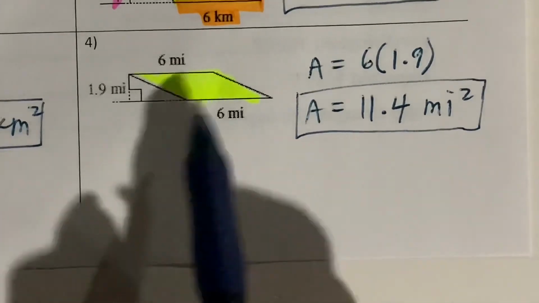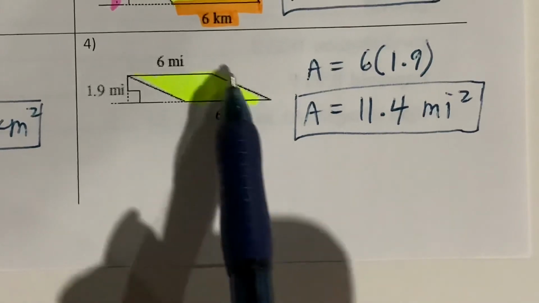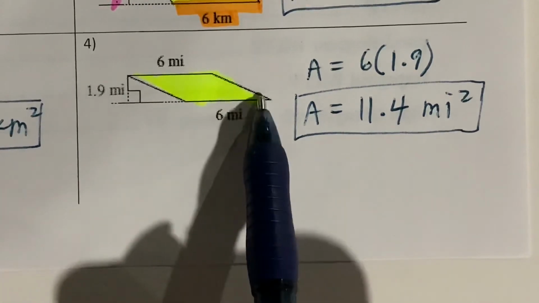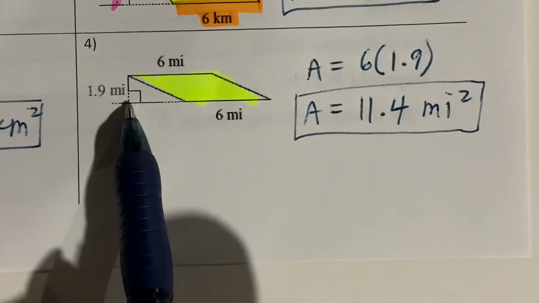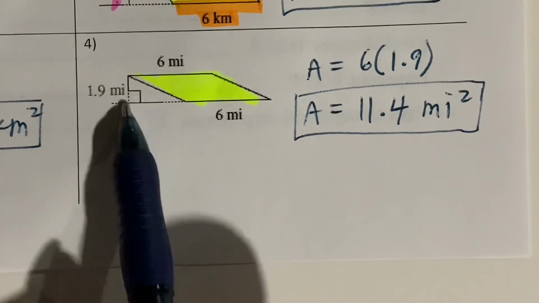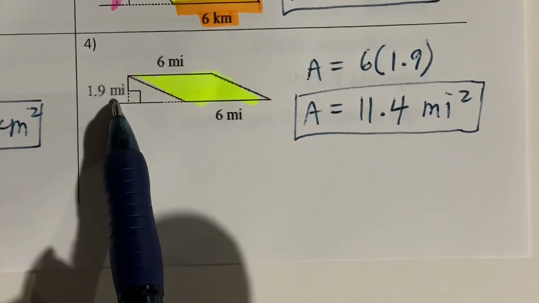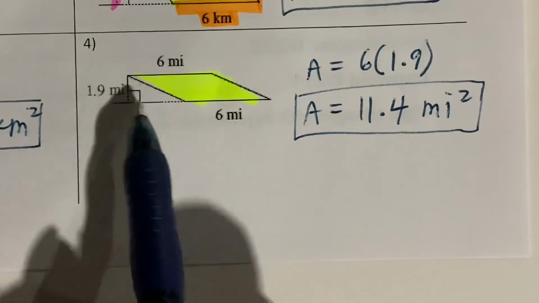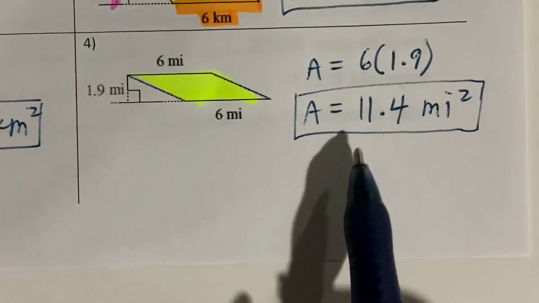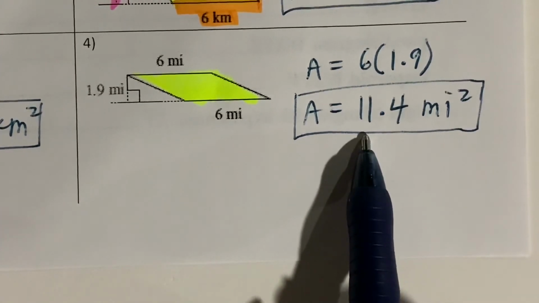For Utry 4, notice I was finding the area or the flat surface inside this parallelogram, and these dashed lines were here to help us find the perpendicular height that we needed to use. So our bases were 6 and our height was 1.9. So our total area is 11.4 square miles.